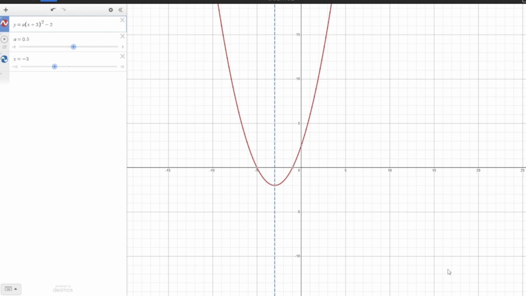Other than that, this is really it. These are the main components to parabolas and quadratic functions that I know to the best of my ability.